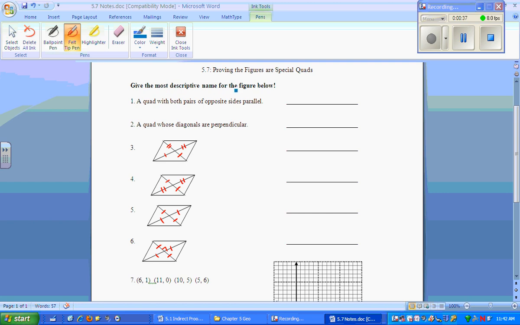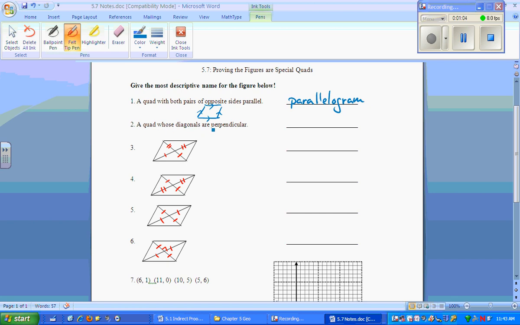You're going to give the most descriptive name for the figure below. Sometimes it's a word, sometimes they're in pictures. You're going to have to be able to interpret what it is. The first one says a quadrilateral with both pairs of opposite sides parallel. So the best thing you can do is a parallelogram, because that's what it is by definition.